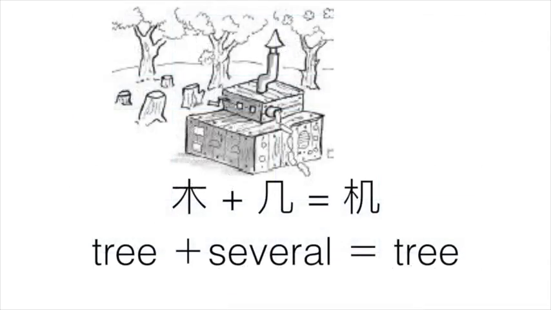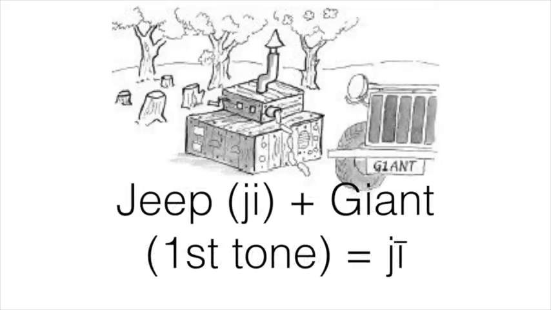First of all, we're going to go back to our machine. Do you remember what the machine means? Well, you remember that you've got the tree and several together, and then the meaning of that is machine. And so that is pretty straightforward. I think you've got that. So let's add the second part of the picture now. The second part of the picture shows the front bumper of a Jeep with a license plate that says Giant on it.